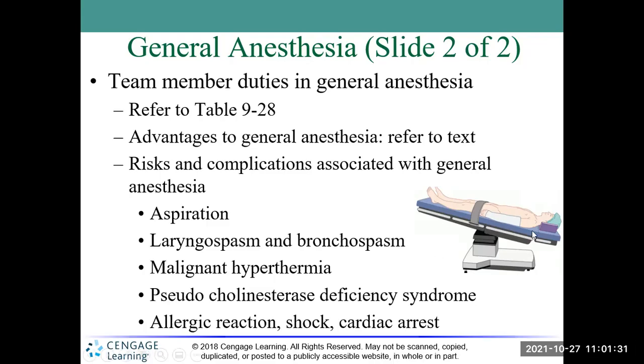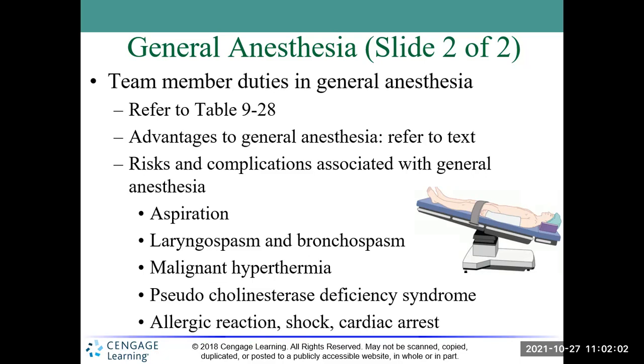Okay, so here are some of the risks and complications that are associated with general anesthesia. Of course, aspiration, like I talked about. They could have laryngeal spasms or bronchospasms that can occur just with the introduction of the ET tube. So that's where we've got to be prepared, make sure that if there's an emergency tracheotomy done, we're prepared for that. Malignant hyperthermia. Remember from last week, this is that sudden spike in temperature. We've got to be prepared to assist with cooling the patient.